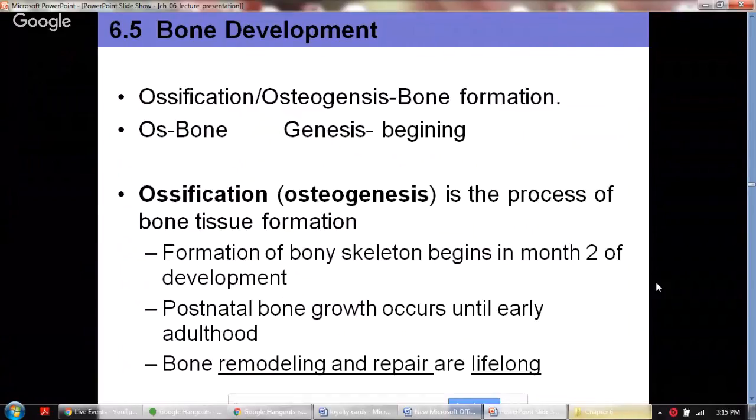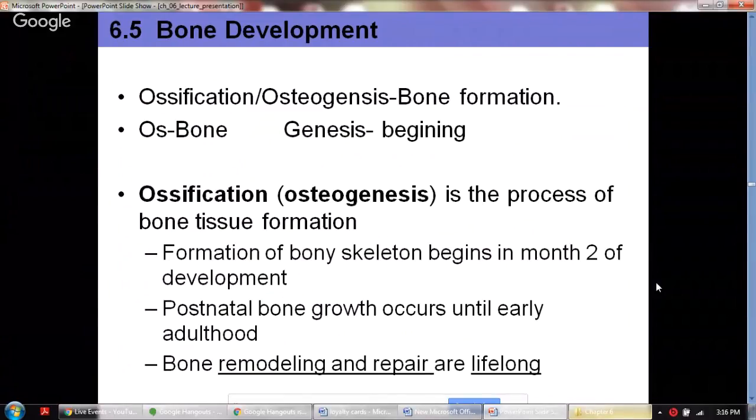Bone development starts with the ossification process. Ossification, or the word osteogenesis, refers to bone formation. The os refers to the bone, the genesis refers to the beginning. So ossification or osteogenesis is the process of bone tissue formation.